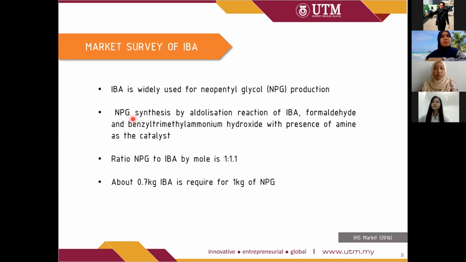So the NPG is synthesized by hydrolyzation reaction of IBA, formaldehyde, and benzyl-trimethylammonium hydroxide, with the presence of amine as the catalyst. The ratio of NPG to IBA by mole is 1 to 1.1. It's about 0.7 kilogram of IBA is required to produce 1 kilogram of NPG.